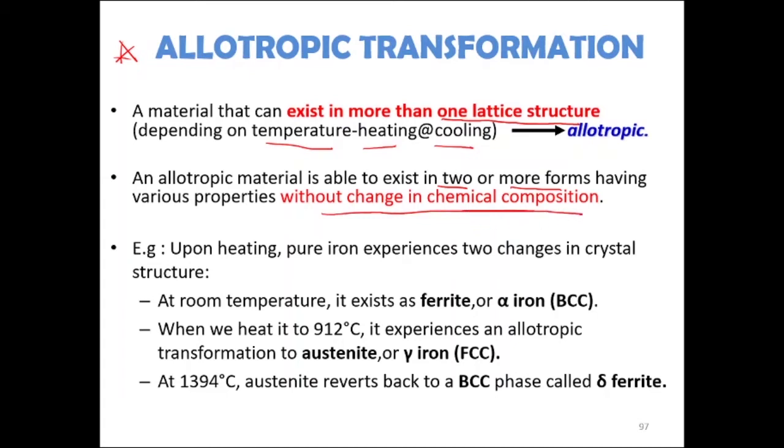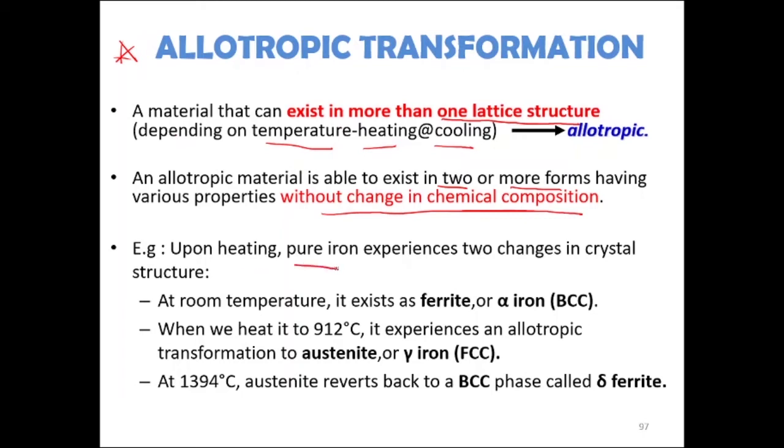It means that upon heating or cooling, the material will change in lattice structure, for example from BCC to FCC, without change in chemical composition. Without change in chemical composition means if you have 2% of carbon in iron, the composition of carbon will be maintained at 2% even if the lattice structure changes from BCC to FCC or vice versa.